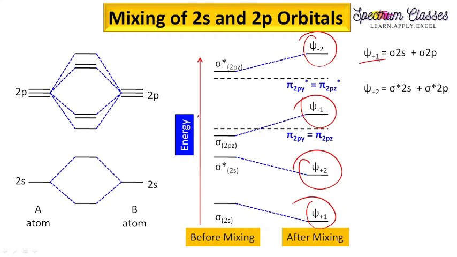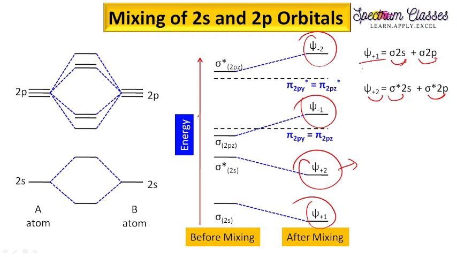So here psi 1 stands for mixing of sigma 2s plus sigma 2p. Whereas psi plus 2 is the linear combination of these atomic orbitals. Sometime I will tell you hybridization in valence bond theory. So psi plus 2 is given by the linear combination of sigma star 2s and sigma star 2p, that is antibonding orbitals of 2s and 2p orbitals.